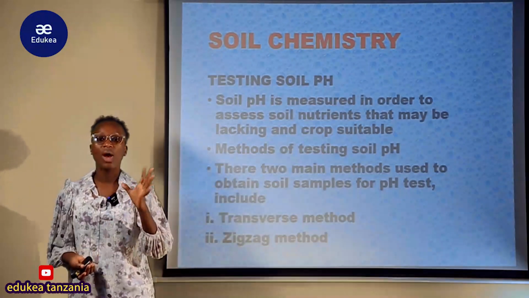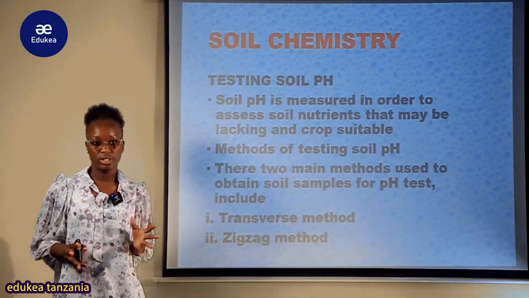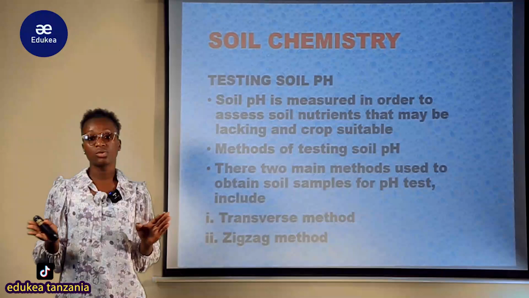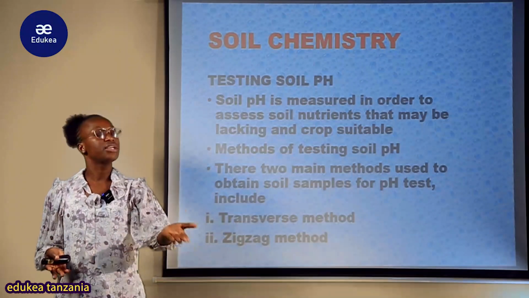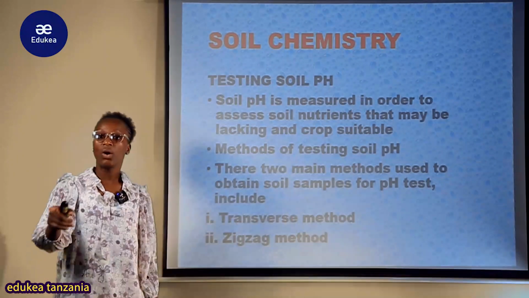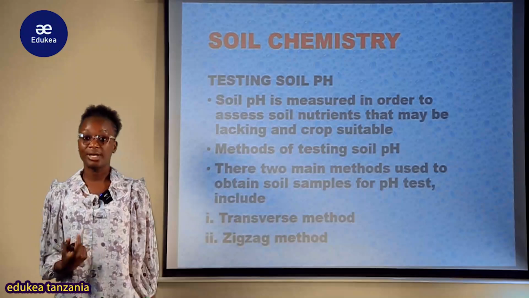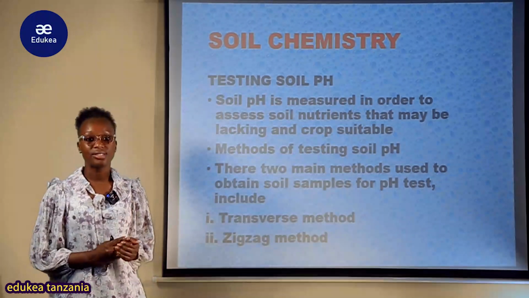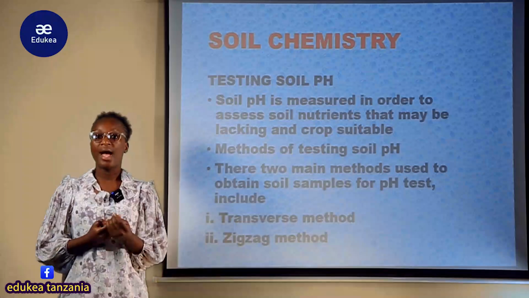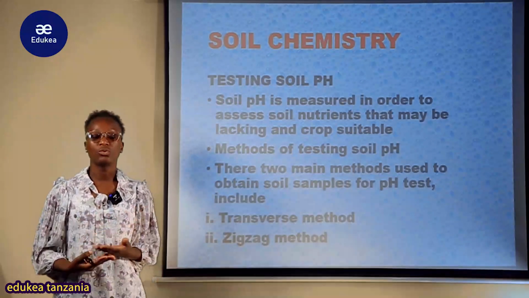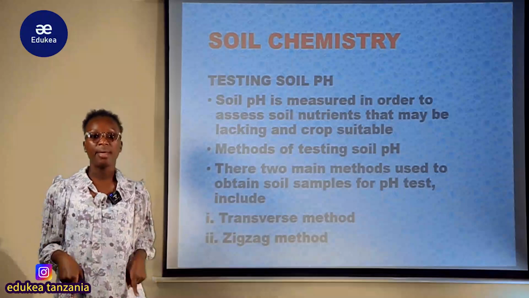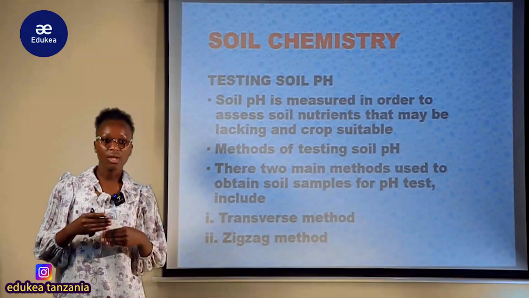Kwamba tunatumia kiwango kidogo, just a portion to represent the whole. Hatuwezi kupima au kutest the soil pH katika shamba zima au katika the whole acre. No, it's difficult. So in order to simplify, we are just taking a sample, tunachukua a portion ambayo itarepresent the whole area. Maybe it's an area of 5 acres.